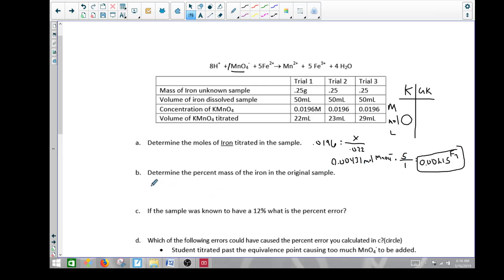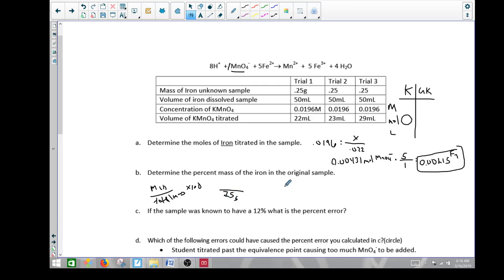So percent mass is mass divided by total mass times 100. Alright, so in this thing we have total mass. That's given here, unknown sample, 0.25 grams. So 0.25 grams is my total mass. That's got the iron in it, and it has other stuff too. I want the mass here.